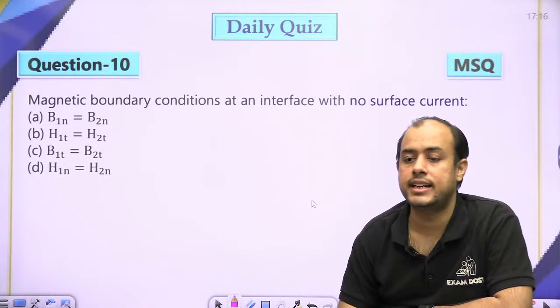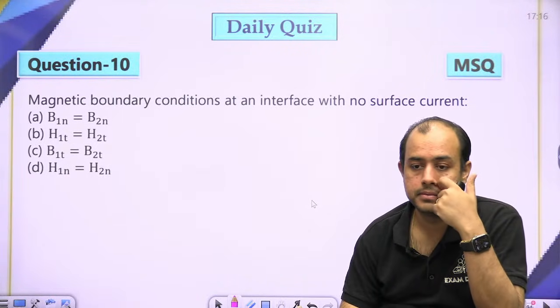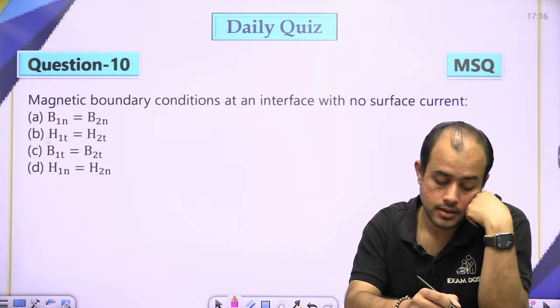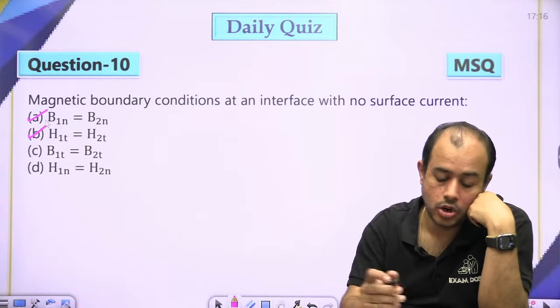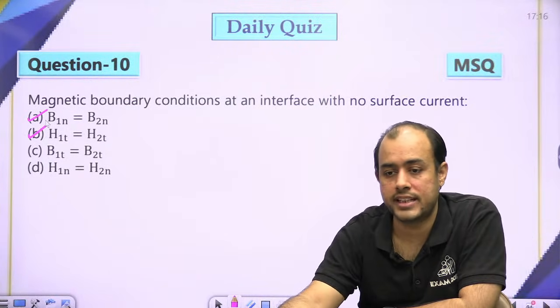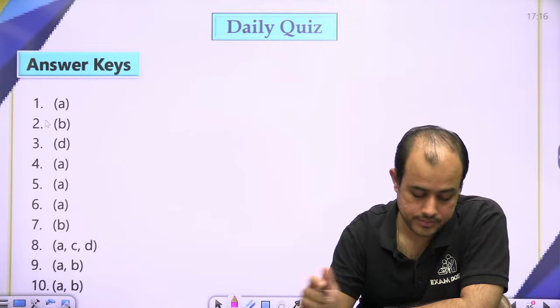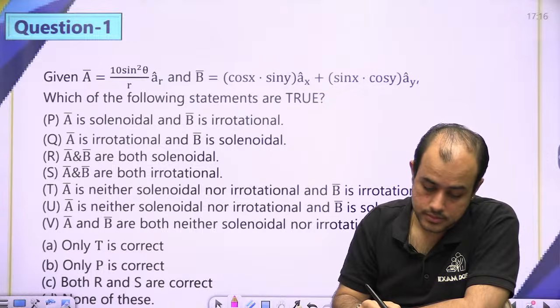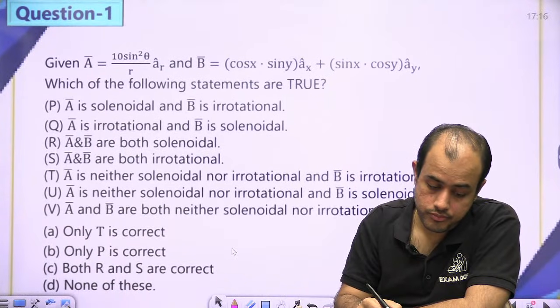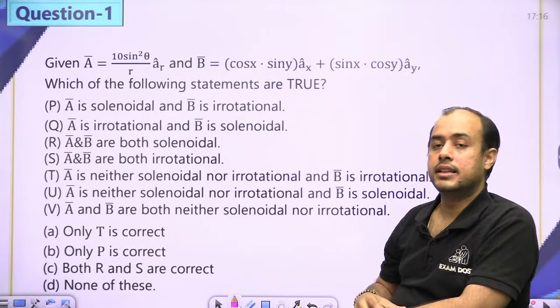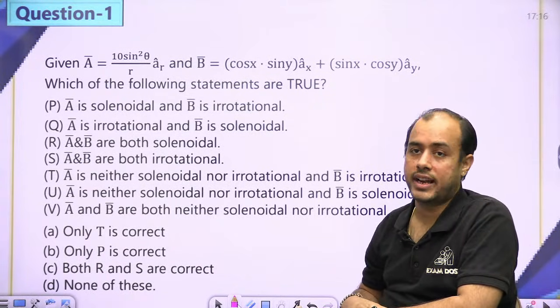Magnetic boundary condition at an interface with no surface current. Boundary condition at interface बेटा. A and B. Normal component of B is continuous. Tangential component of H is continuous. चलिए. Try this. This is a basic question based on vector field beta.